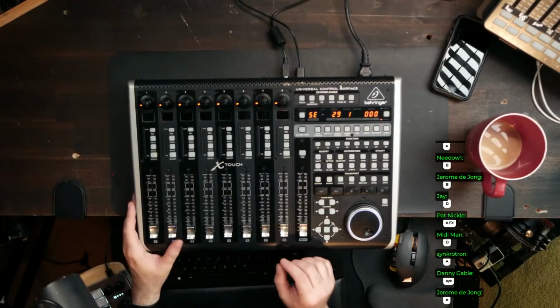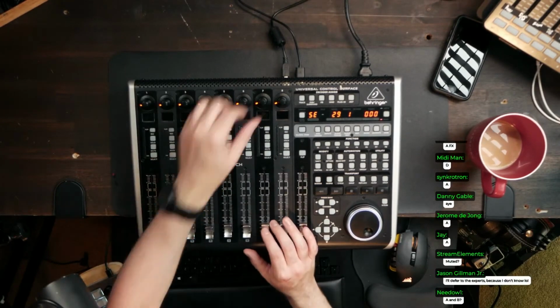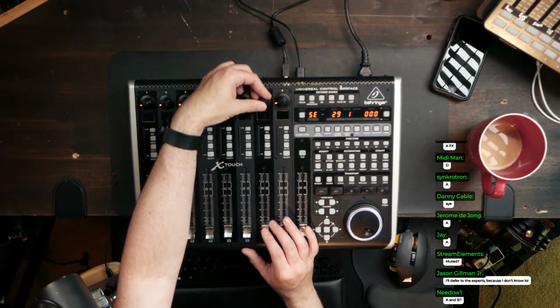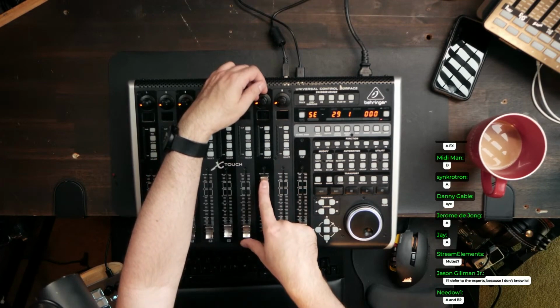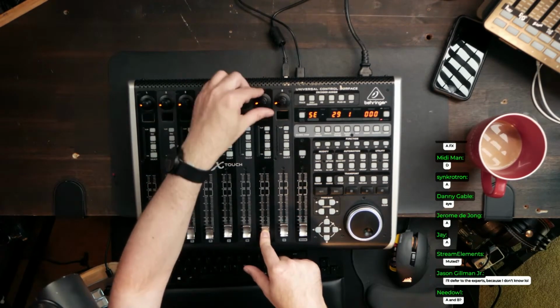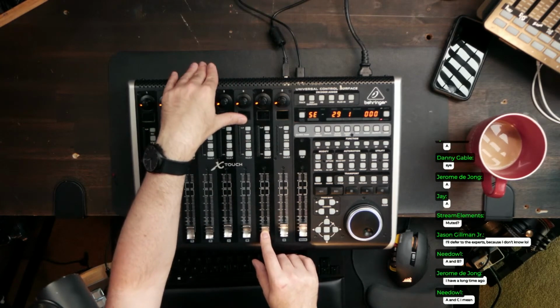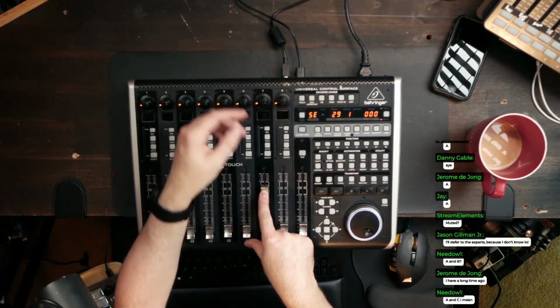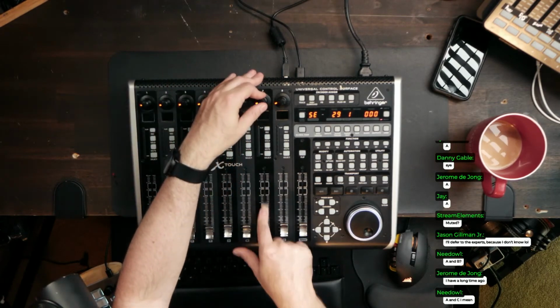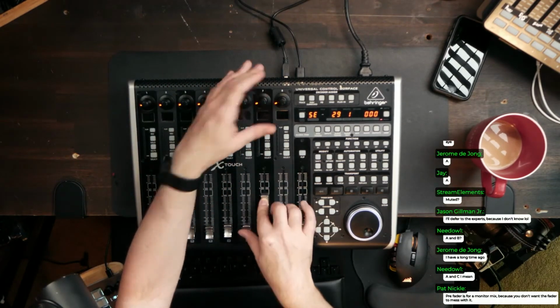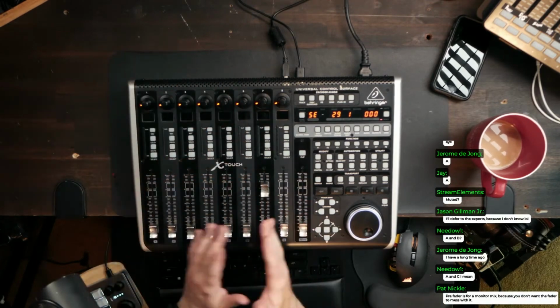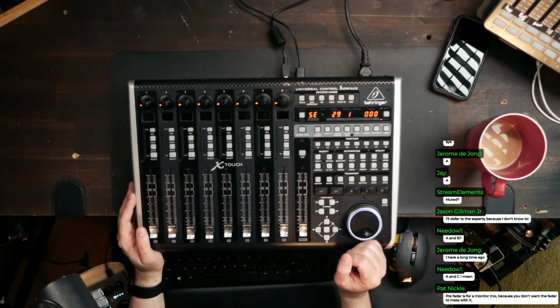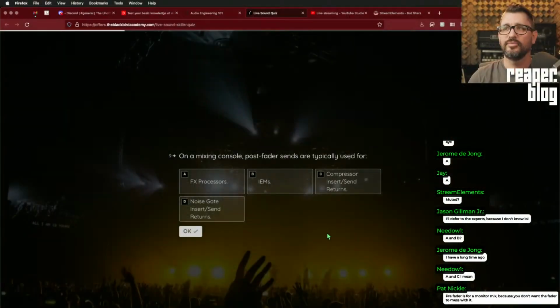So if I've got a mixing console, I've got a send, let's say, to a reverb, and my track fader's turned down, nothing's going to come out of that track to the reverb. If I turn this up, then I start to hear it. If it's a pre-fader send, the send is independent of the volume fader. And the volume fader, if you don't know, controls how much of the main mix you're going to hear that signal.